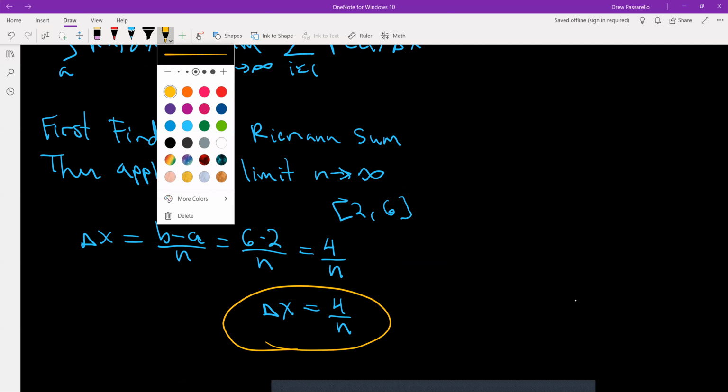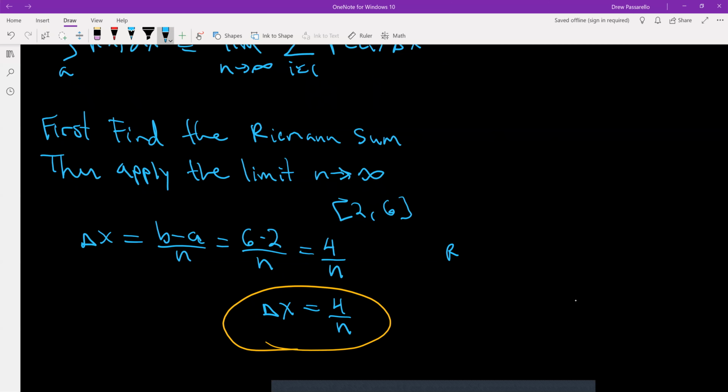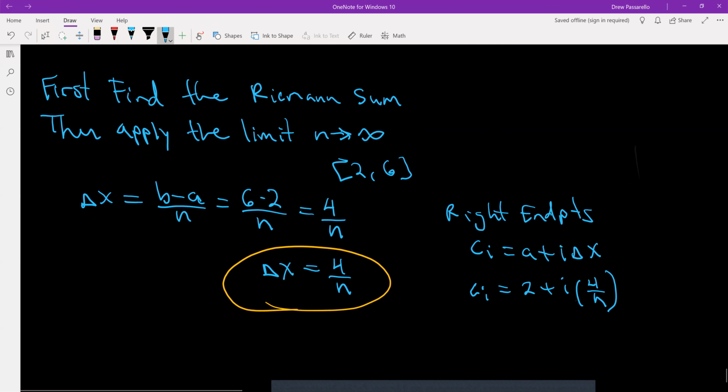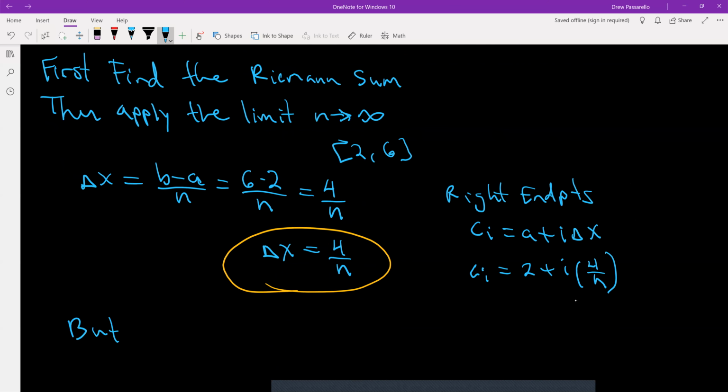And I'm going to use the right endpoints for c i. That's a plus i times delta x. Well, c i is going to equal, a is 2, so 2 plus i times 4 over n. Now notice our function though is 8. So in other words, no matter what we plug in for the input, we're always going to get 8 for the output.